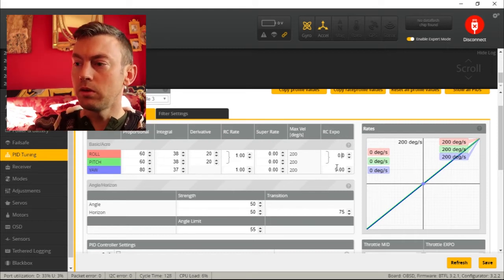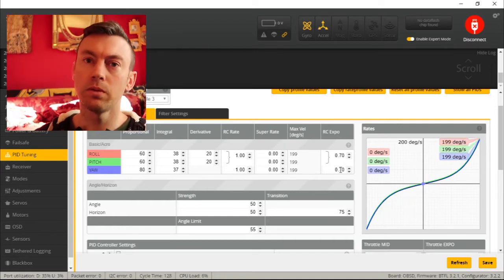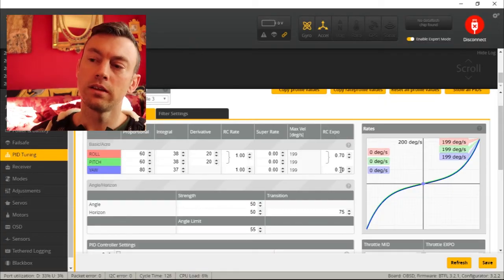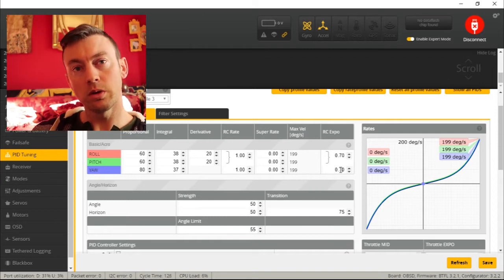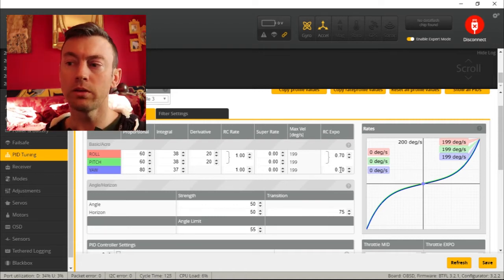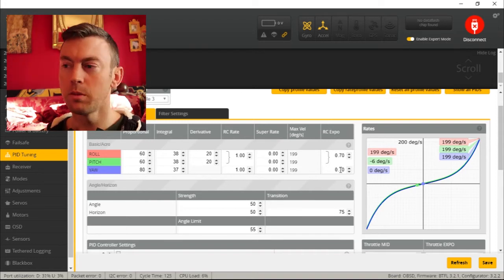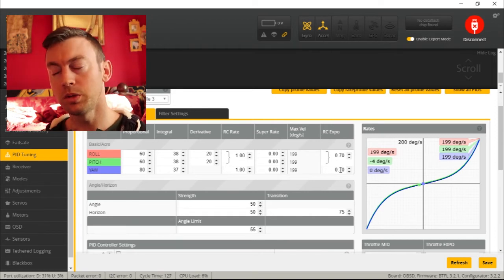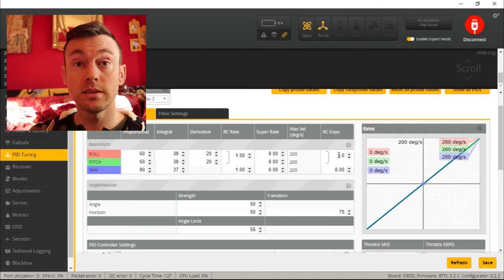So I'm going to take this up to 0.7, and you will see now we no longer have that linear graph, we have the exponential, so we've got some curve in there. Basically, if we change any of the other settings and then introduce RC Expo, we're just affecting the end of the travel. We're not affecting the overall rotational speed. We're affecting how that rotational speed is applied when we move the sticks, but not the overall speed the quadcopter will be moving at. So I'm going to take the RC Expo back to 0.